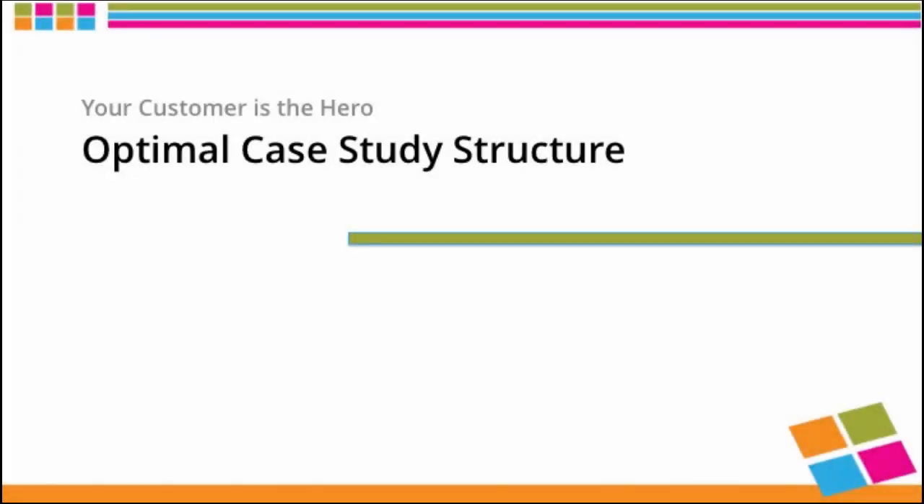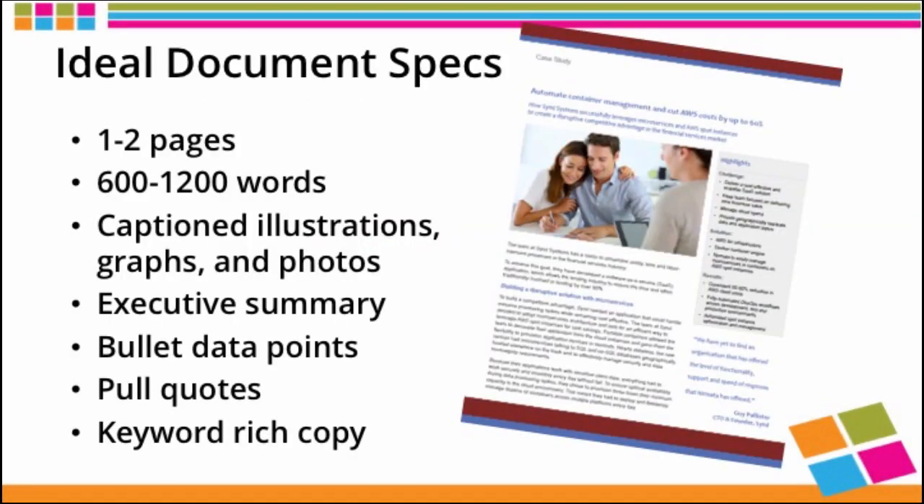Let's talk about optimal case study structure. In a traditional case study document, the ideal document specs are typically 1 to 2 pages, around 600 to 1200 words, not too long, not too short, just enough to tell the story. They usually have some visual interest. You'll see captioned illustrations, graphs, photos.